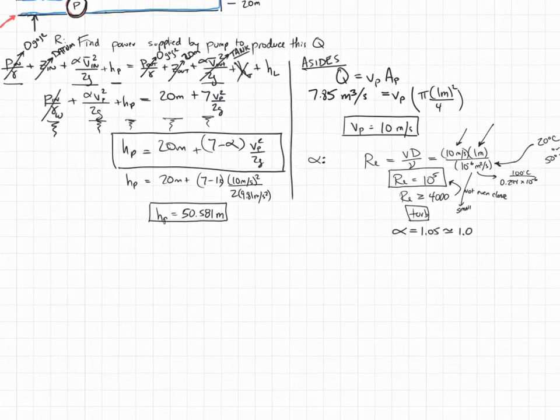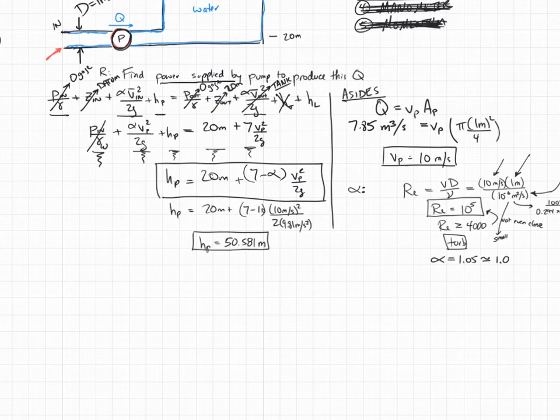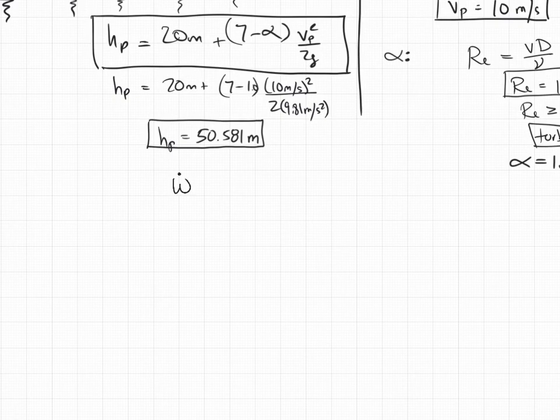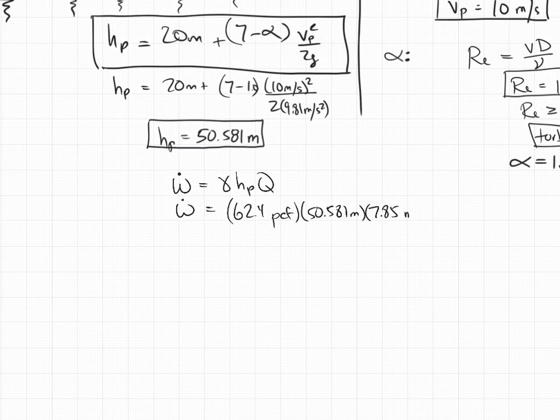Now the last thing we wanted to know is to find the power supplied by the pump to the water. The power supplied by the pump has an equation, W dot equals gamma HP Q. This is fairly straightforward. The gamma, this is water, 62.4 PCF. Remember, don't forget to put an S in front of that in case you're ever dealing with a different fluid. HP is 50.581 meters, and the Q is 7.85 cubic meters per second. Now we can go ahead and put the numeric value here.